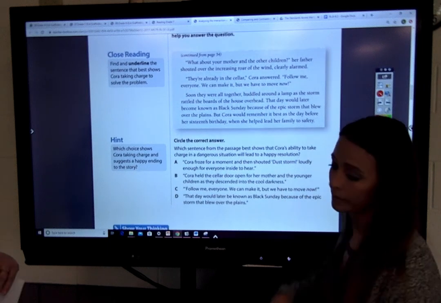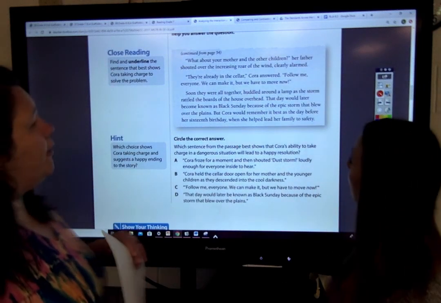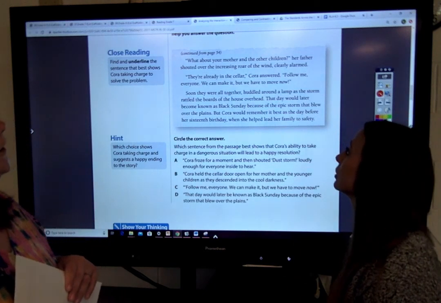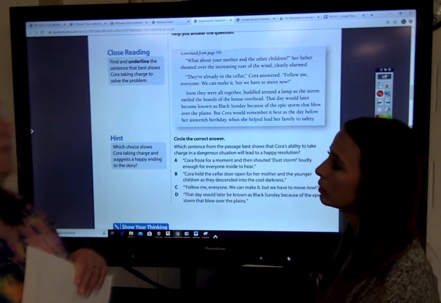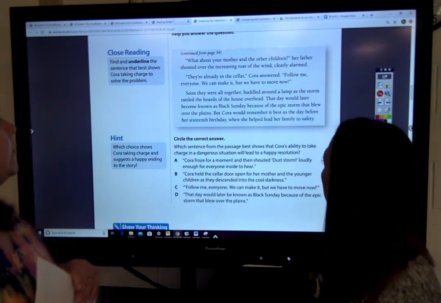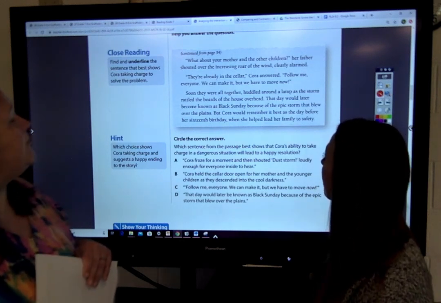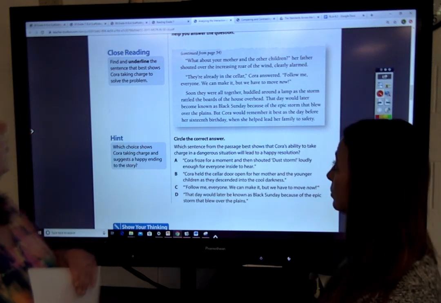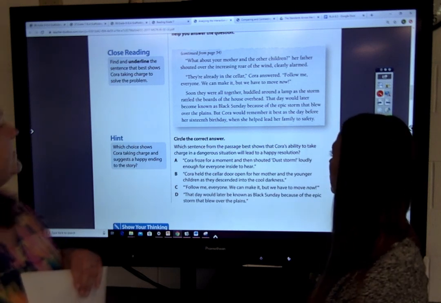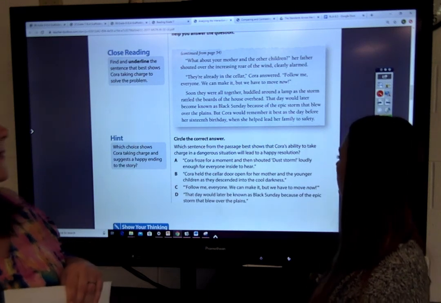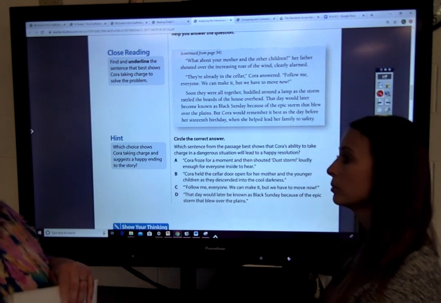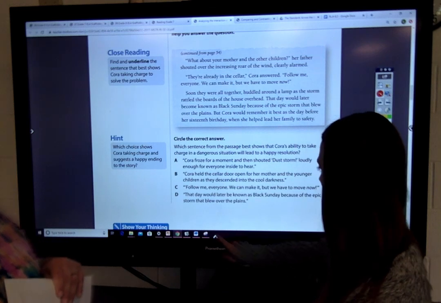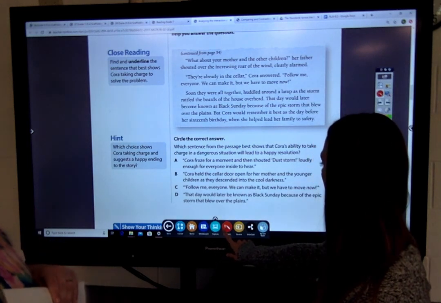All right, let's continue reading. "What about your mother and the other children?" her father shouted over the increasing roar of the wind, clearly alarmed. "They're already in the cellar," Cora answered. "Follow me, everyone. We can make it, but we have to move now." Soon they were all together, huddled around a lamp as the storm rattled the boards of the house overhead. That day would later become known as Black Sunday because of the epic storm that blew over the plains. But Cora could remember it best as the day before her 16th birthday, when she helped lead her family to safety.